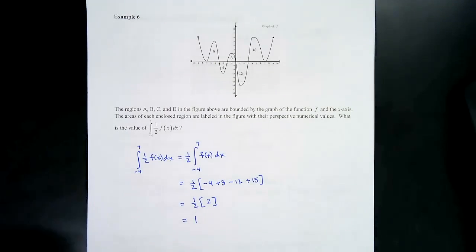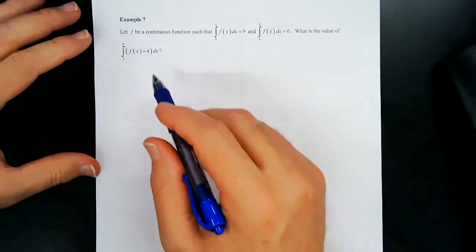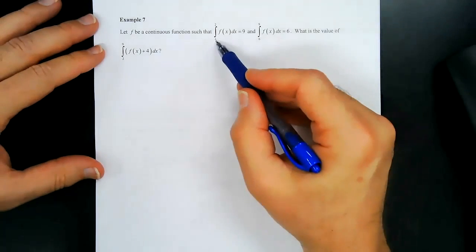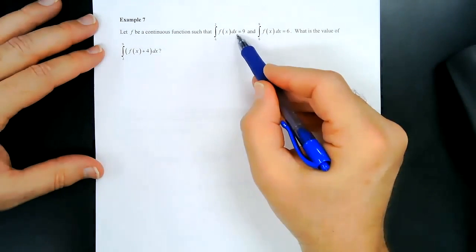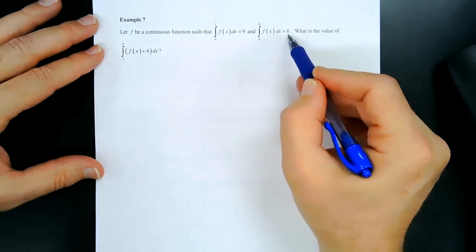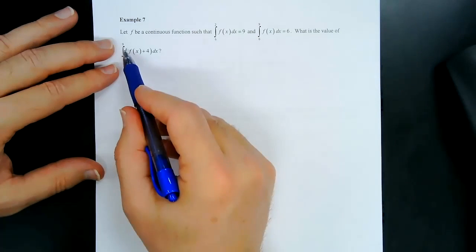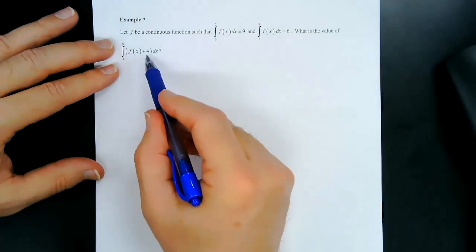All right. Okay, so we have one more to do. So for this problem, I am given the integral from 6 to 2 of f of x dx equal 9. I'm given the integral from 6 to 9 of f of x dx is equal to 6. What is the value of the integral from 2 to 9 of f of x plus 4?